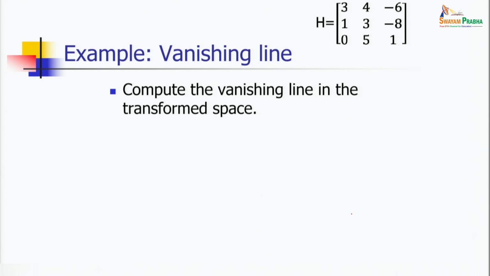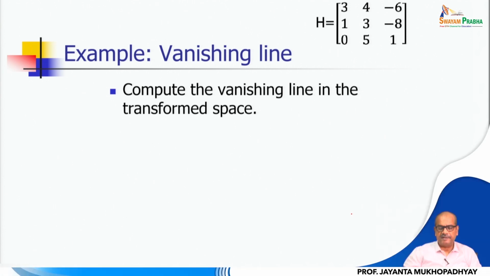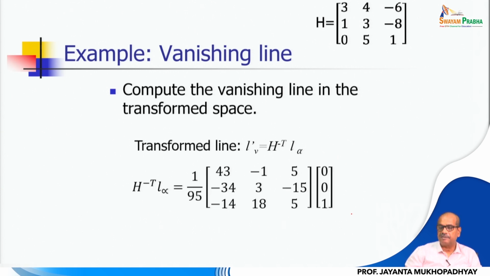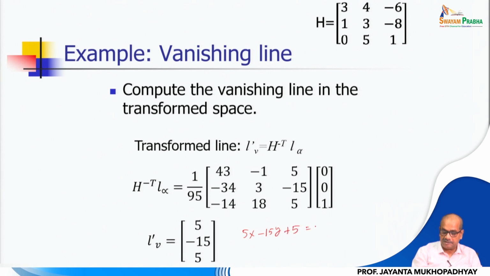Now let us consider the other example. Consider the vanishing line. We have to compute the vanishing line in the transformed space given a projective transformation. As you understand, each projective transformation will be associated with some vanishing line, because it will transform the line at infinity, which is given, that is 0, 0, 1. So you just multiply the transpose of the inverse with 0, 0, 1, then you will get the vanishing line. So you get this, and if I perform this operation once again, then you will find that the vanishing line is given by this expression. So this equation is 5x minus 15y plus 5 equal to 0. So the vanishing line, I can write 5x minus 15y plus 5 equals 0.